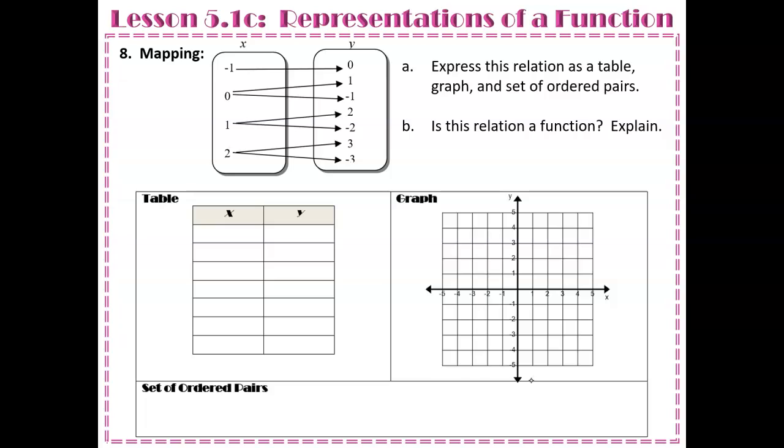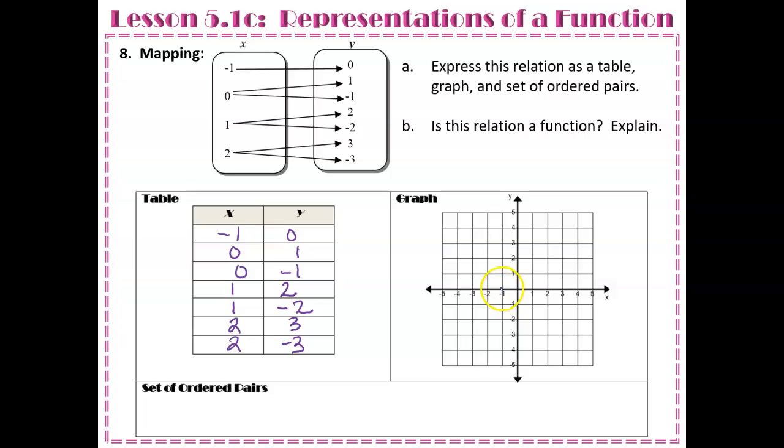This one's interesting. We don't really know what the input and output is, but we just get x and y. So let's create our table from the mapping. We have -1 paired up with 0. 0 is paired up with both 1 and -1, so we have to make sure we put that on there twice. 1 is paired with 2, and it's also paired with -2. 2 is paired with 3 and with -3.